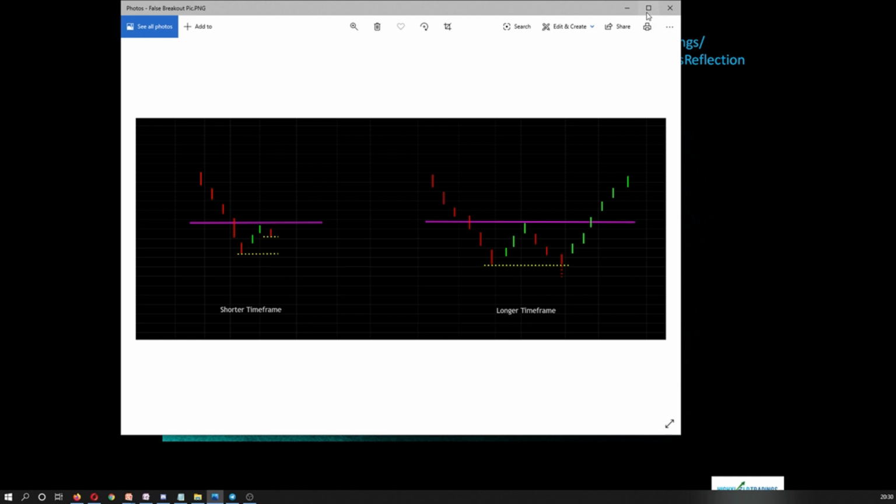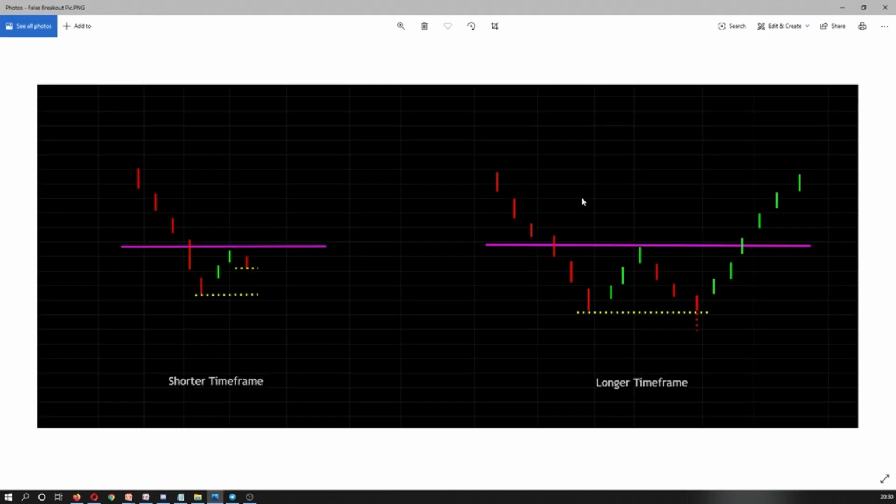All right, here it is. Let me maximize it. When it comes to breakouts, they have to be handled in different ways. I have divided this breakout scenario into two time frames. I will explain how we handle breakouts in the shorter time frame.